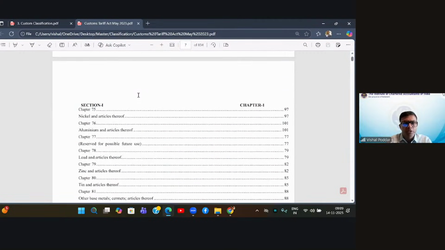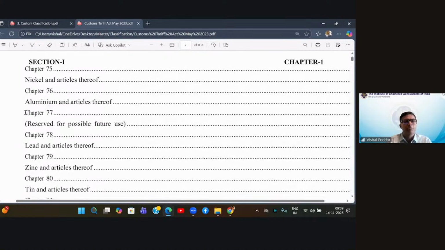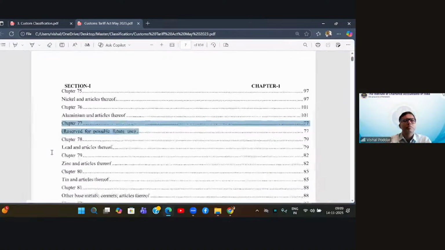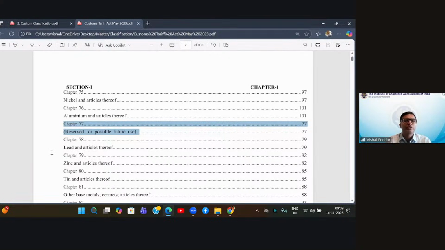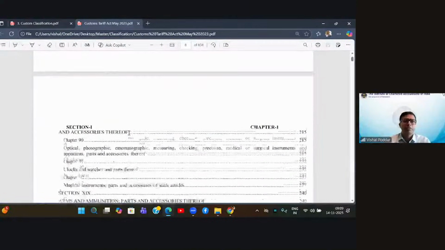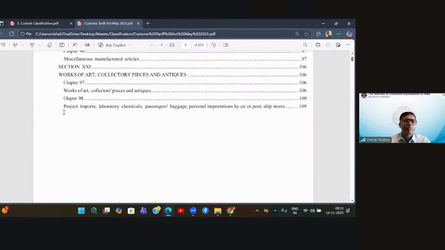Now, interestingly, there is one chapter which is blank. See, chapter 77. So within all chapters, in chapter 77, no name is given. See, against all chapters, you will find some product name. What is given for 77? Reserved for possible future use. So this chapter is not covering anything. They have kept it blank. So if some new item comes, they will fit it here. So even 77 and even 98, the last chapter, because 98 is covering anything they want: project import, laboratory chemical, passenger baggage. Now these can fit above, but they want to keep it as the last item.